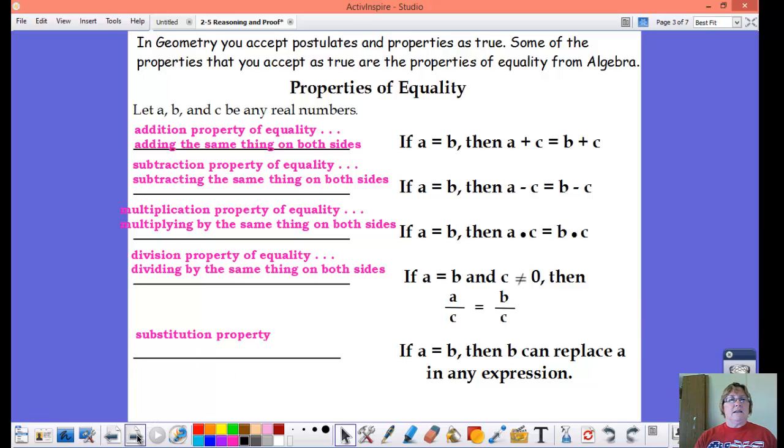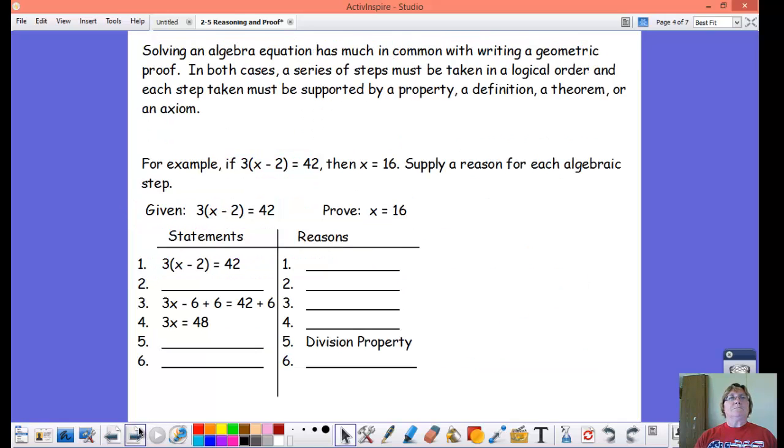Let's take a look at writing an algebraic proof. Here's the conditional statement, so we don't have to rewrite anything. It's already given in conditional form: if 3 times the quantity x minus 2 is equal to 42, then the only thing x can be is 16. Notice, by the way, the hypothesis is the given, and what we need to prove is the conclusion.